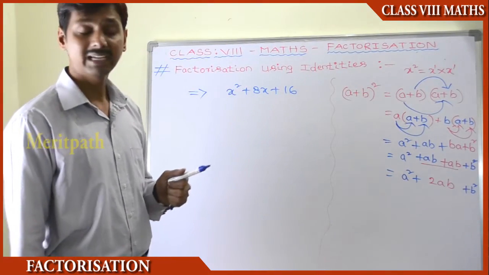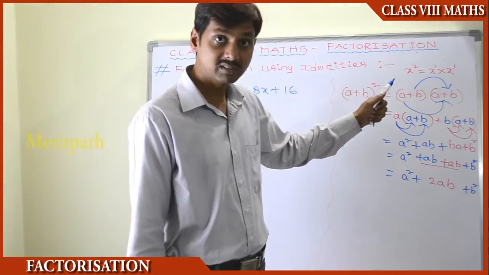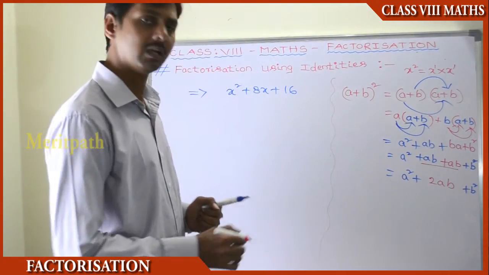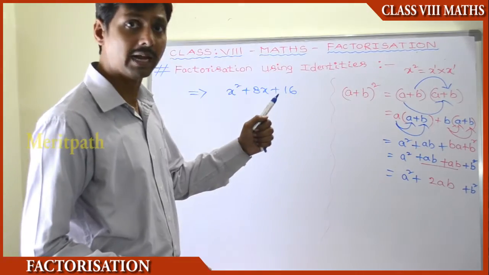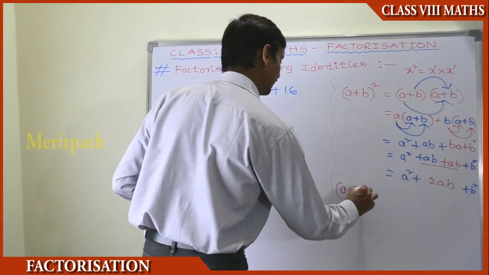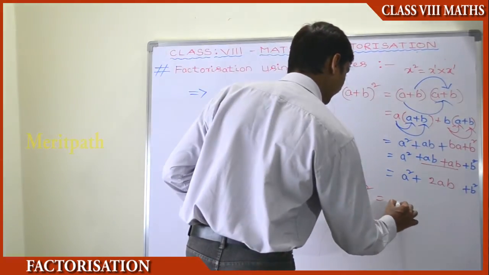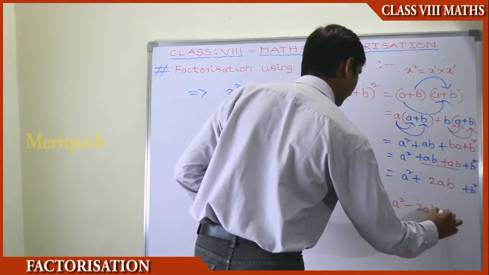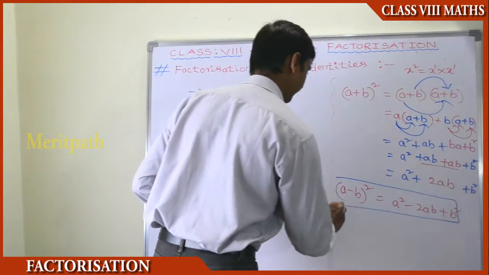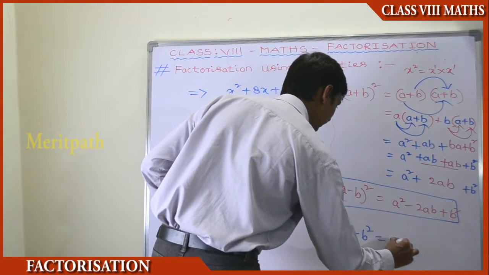Then we simplify (a plus b) whole square. We got (a plus b) into (a plus b), and after simplification we got a square plus 2ab plus b square. Using the same process, we find the formula for (a minus b) whole square: a square minus 2ab plus b square. And one more thing, a square minus b square is equal to (a plus b) into (a minus b).